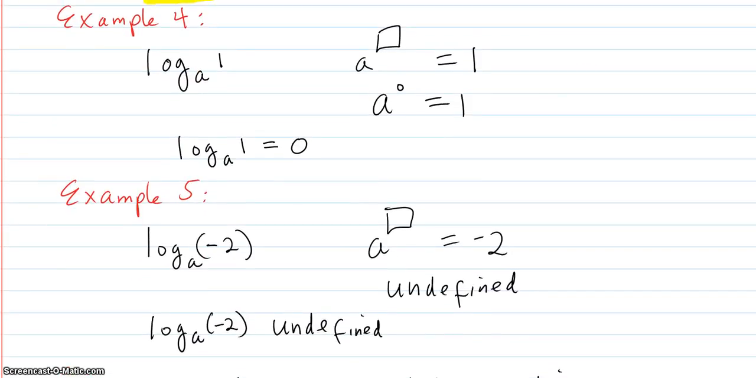Example 4. Log base any base of 1. So that means a to an exponent has to be equal to 1. What is that exponent? 0. So log of 1 in any base is always going to be 0.